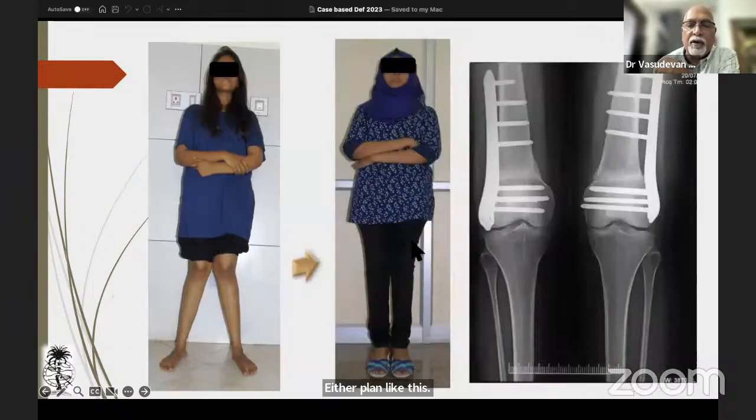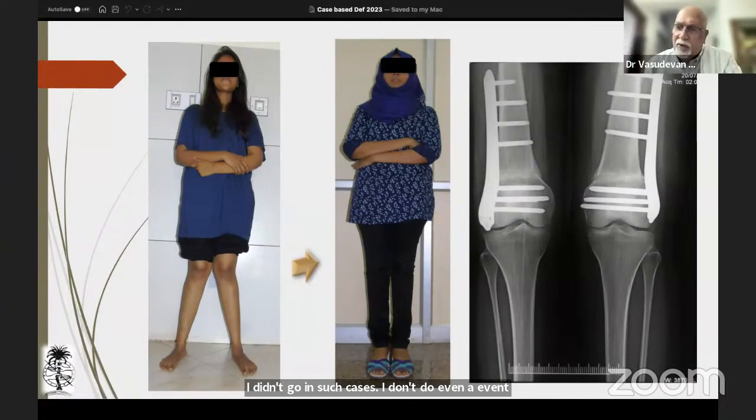So this was how it was before and after. That was how I just played. In such cases, I don't even do a wedge removal. Just osteotomy and fixing, and it automatically comes.